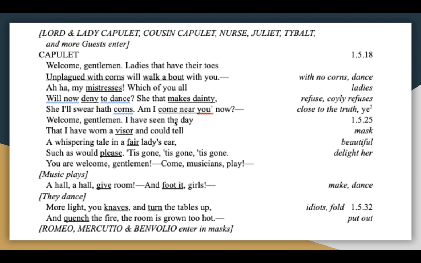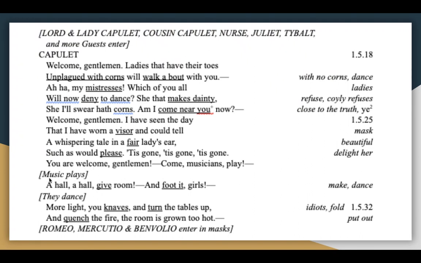I have seen the day, so when I was younger, that I have worn a visor and could tell, I could wear a mask, a whispering tale in a fair lady's ear. So when I was younger, I would put on the mask at the masquerade ball, and I would whisper sweet nothings, so I would flirt in ladies' ears, such as would please. So she'd really like this. These days have gone. I'm old now. I'm not going to be doing it, and therefore you are welcome, gentlemen.